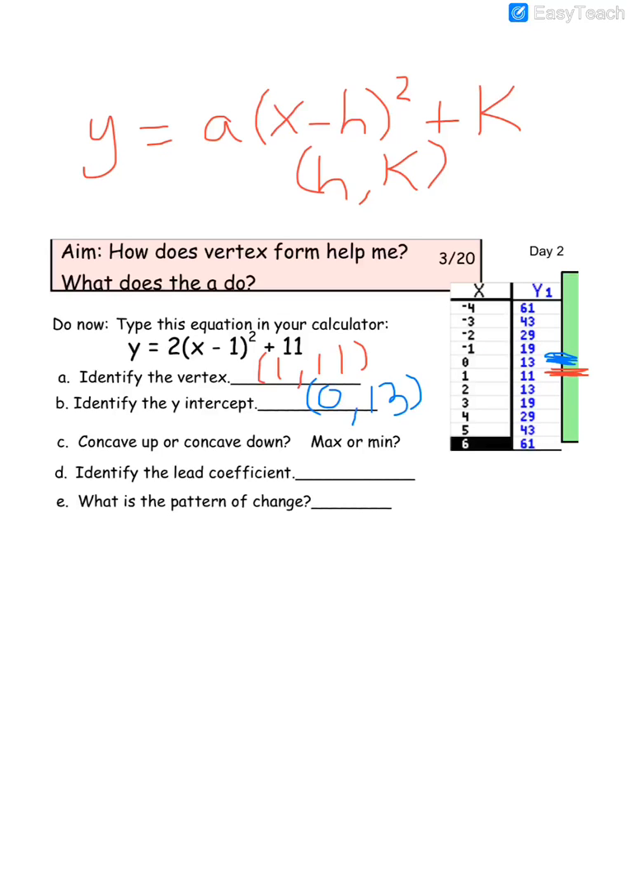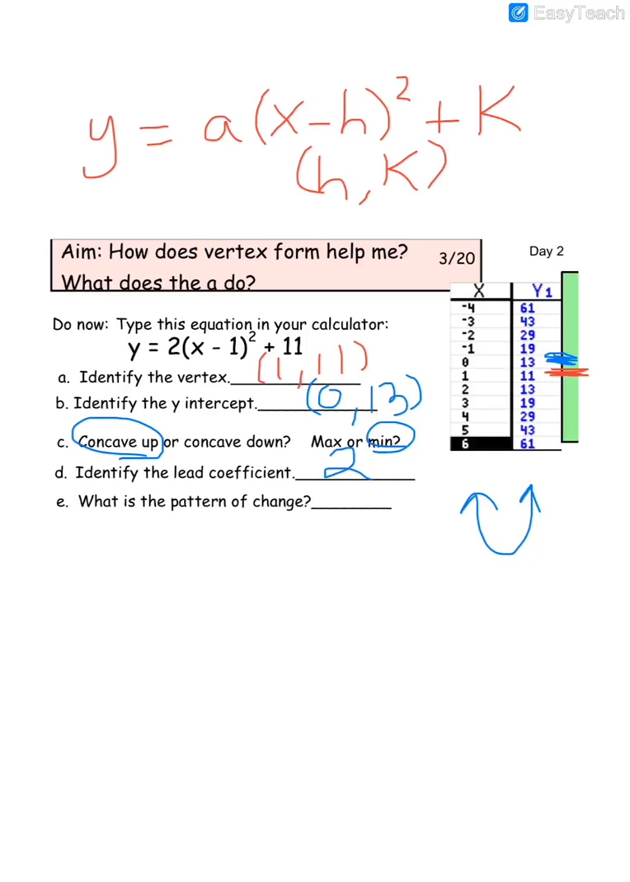Is it concave up or concave down? Well, let's look at the A. The A in the front is positive, so therefore it is concave up. Is it a max or a min? If it's going up, it looks like this. Therefore, it needs to be a min. Identify the lead coefficient. In this case, it is a 2. So, oops, that looks terrible. All right.